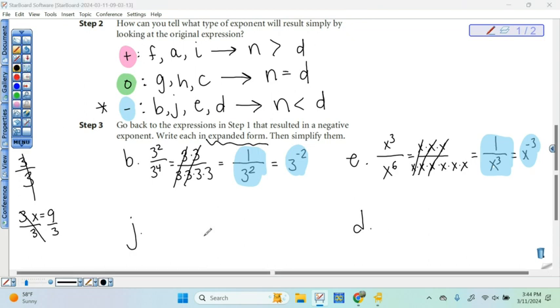Okay, let's look at J. What was it? 5 cubed over 5 to the 5th. So 5 times 5 times 5 over 5 times 5 times 5 times 5 times 5.